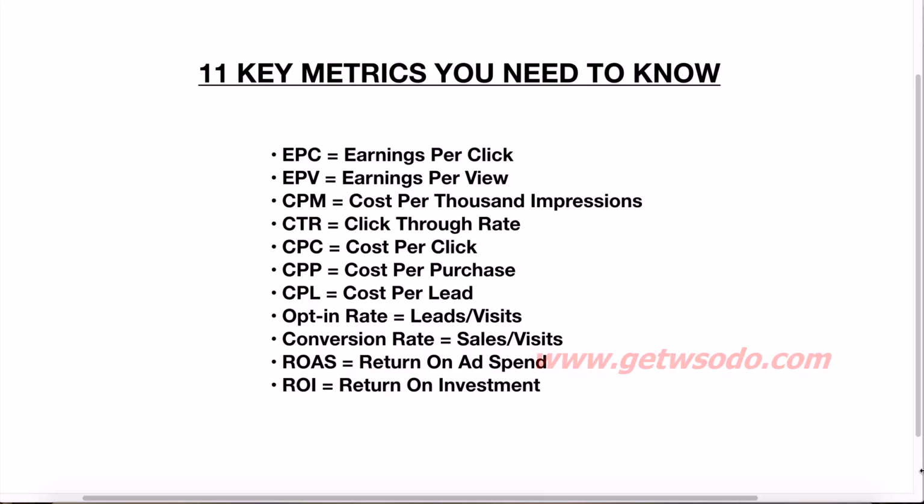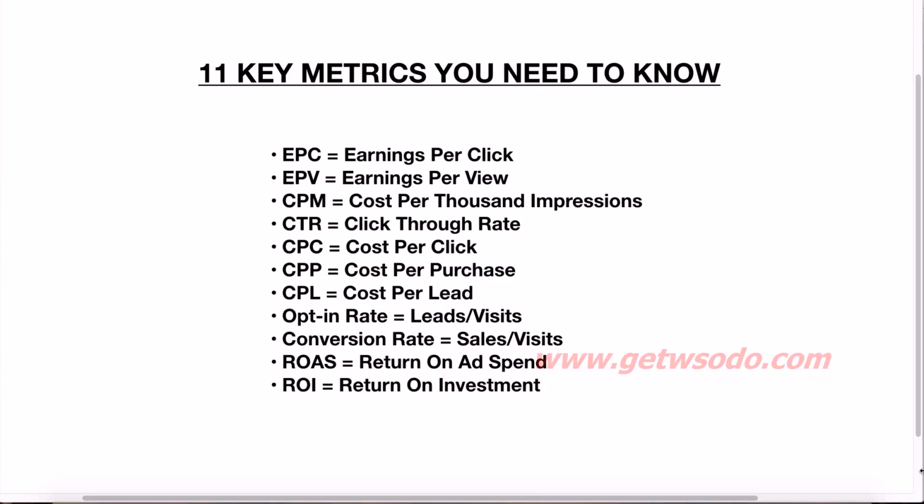CPM, this is your cost per 1,000 impressions. This is mostly important for Facebook traffic. Bing is more of a cost per click model, so you don't really need to understand that metric, but essentially, if you have 1,000 impressions to your offer, how much did that cost you?